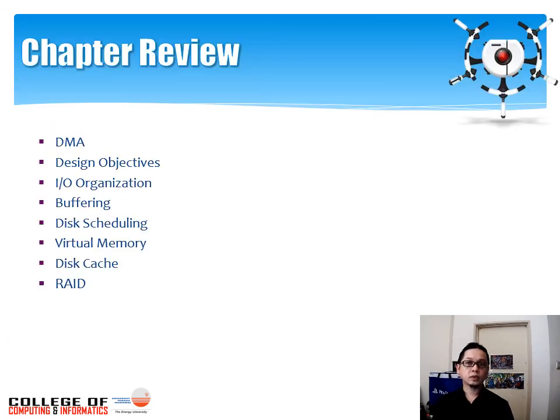So before we end today's chapter, let us review what we have covered in this chapter. First, we looked at the concept of DMA and the design objectives of I/O management. We also looked at the I/O organization inside the system, where we have the hardware, the user, and the system, in order for you to safely communicate and transfer data between the hardware and the user request. We also looked at the concept of buffering and disk scheduling, the concept of virtual memory replacement, followed by the disk cache, and lastly RAID storage distribution.